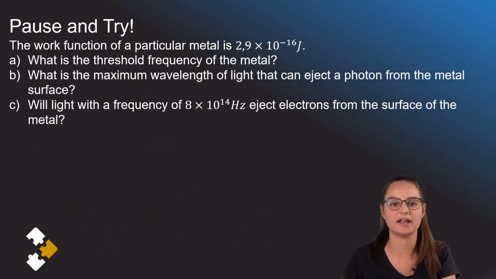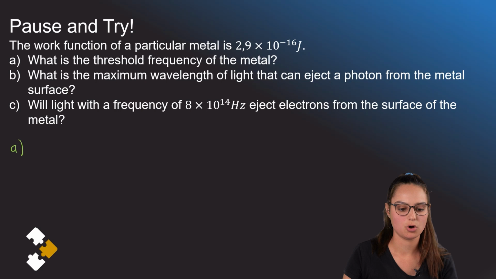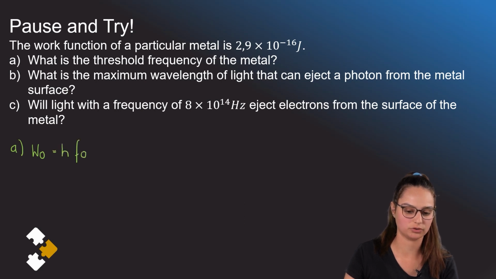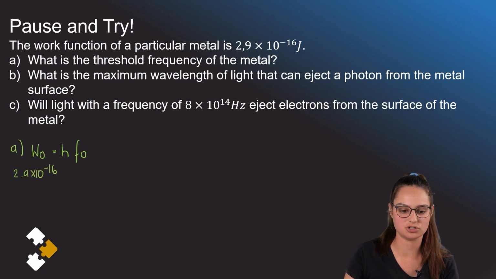So now let's take a look at an example. It says the work function of a particular metal is 2.9 times 10 to the negative 16 joules. Question A asks us, what is the threshold frequency of the metal? Well, we can use the equation W naught, or work function, is equal to Planck's constant times the threshold frequency. We have been given the work function, and we know that that is 2.9 times 10 to the negative 16 joules. Planck's constant you can find on your data sheet, and that is equal to 6.63 times 10 to the negative 34.